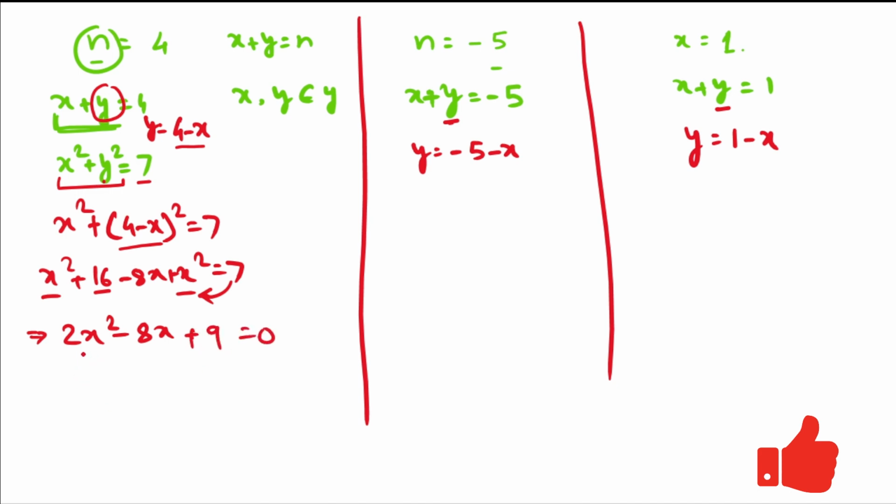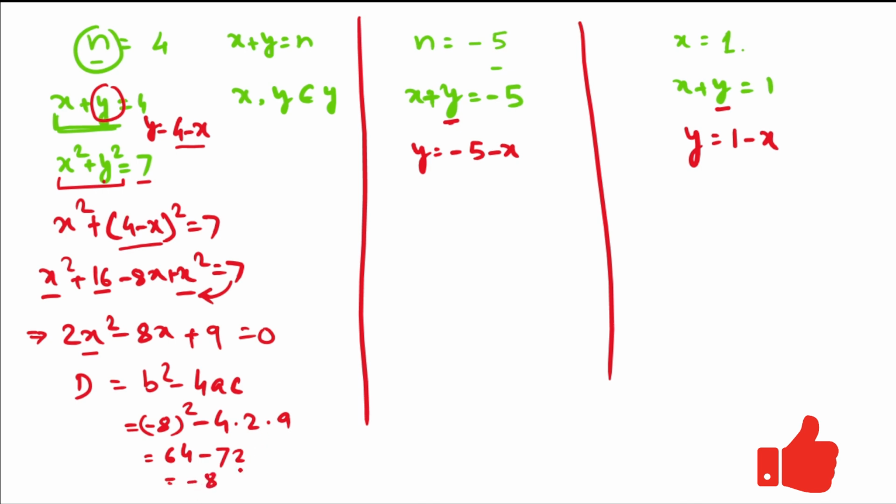Now for checking whether x is real, we'll check the discriminant, which is b square minus 4ac. Here b is negative 8 and its square is 64, minus 4 times a is 2, c is 9, which is 72. So the value is minus 8, a negative value, less than 0. So the discriminant is less than 0, and the value of x will not be a real number. So we cannot take x plus y equal to 4.